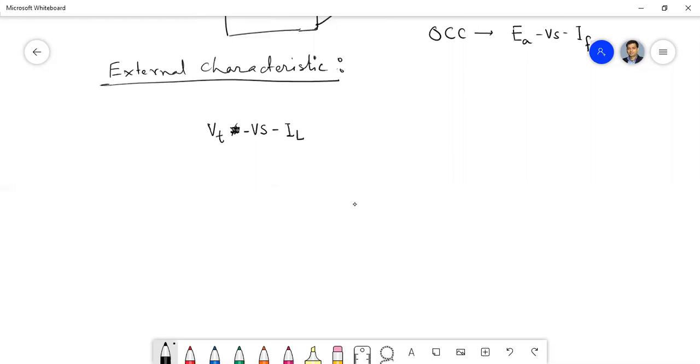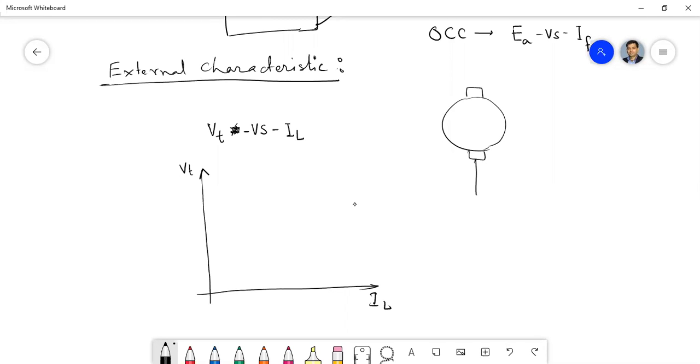Okay, now if we take a shunt machine, in case of a shunt machine, okay, can I call it a shunt machine? Can I call it a shunt machine?